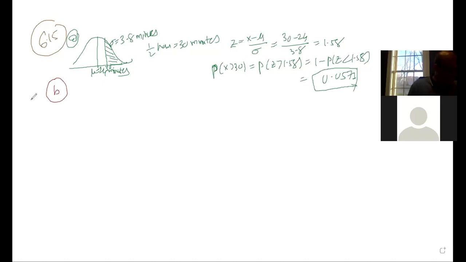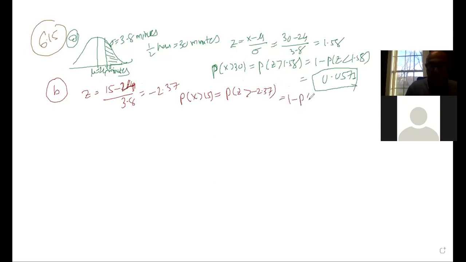That means I have to do something like this. So 15 minutes, right? So that 15 minutes is my X value. Office starts at 9 and he starts at 8:45 from the home. And at least it requires 24 minutes on average. That's the average time. Right, guys? So that means I can start like this, that Z is equal to 15 minus 24, divided by 3.8. That is equal to negative 2.37. So probability of X greater than 15 is probability of Z greater than negative 2.37.